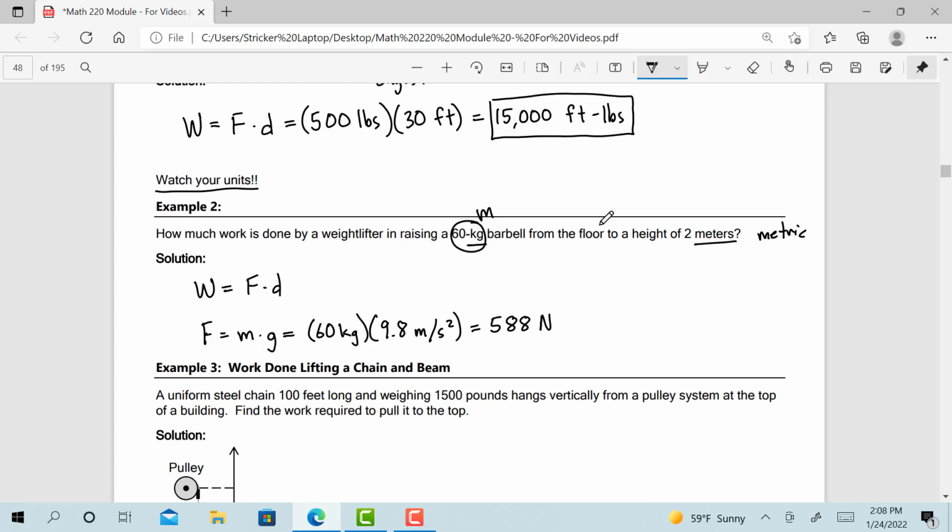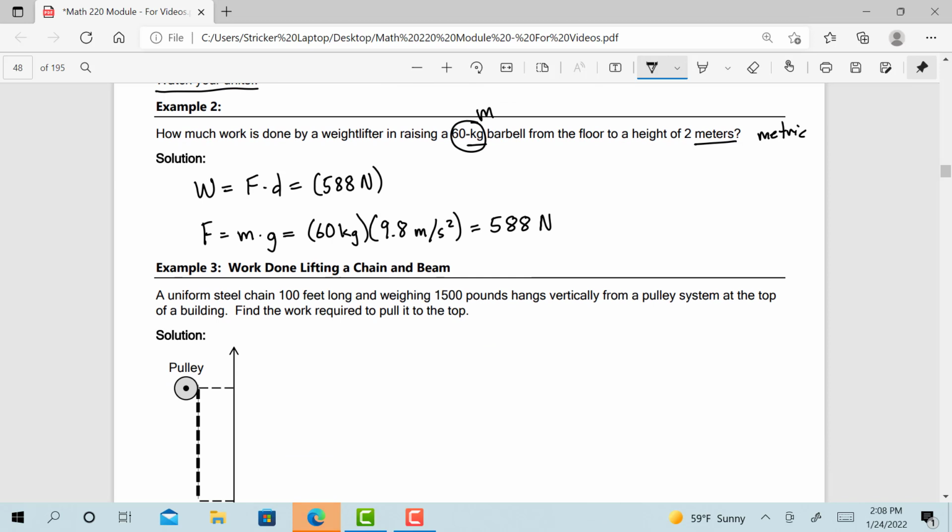Which then allows us to find the work, because again, work is force times distance. We now know the force is 588 newtons. We want to raise it to a height of 2 meters, so multiply that by 2 meters. 2 times 588 is 1,176 joules, which, remember, are what we get when we multiply newtons times meters. Again, the force is constant because we have a weight of 60 kilograms.